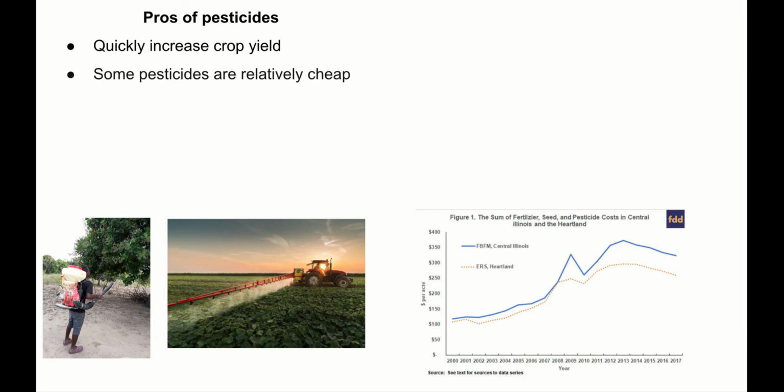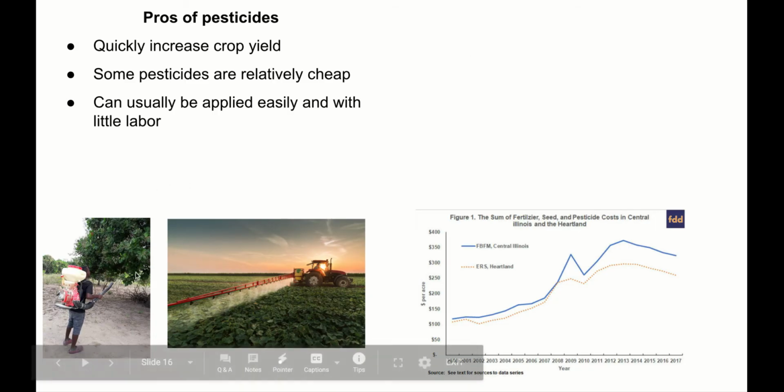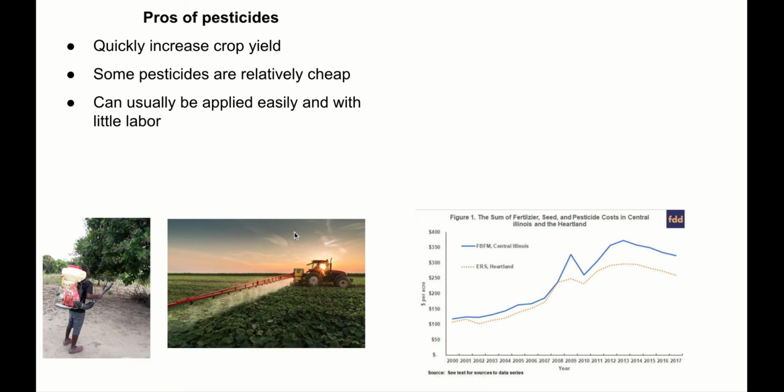So let's talk about some pros and cons of using pesticides, starting with pros. Pesticides quickly increase crop yields. You spray them on your crop, you kill off your pest, it happens pretty quickly, and your yield increases. Some pesticides are relatively cheap, and the pesticides can usually be applied easily and with just a little bit of labor. We spray them on. This is one person spraying pesticide on a cashew tree in Tanzania. Here we've got one person being even more efficient, using heavy machinery to spray a large amount of pesticide on a melon field in Georgia.